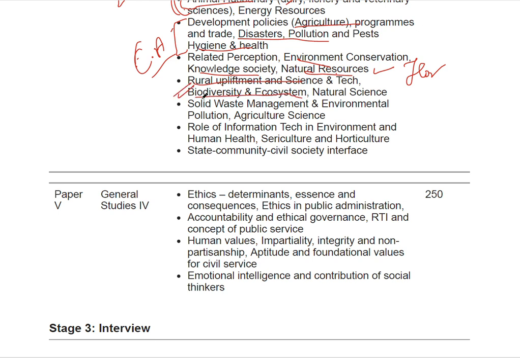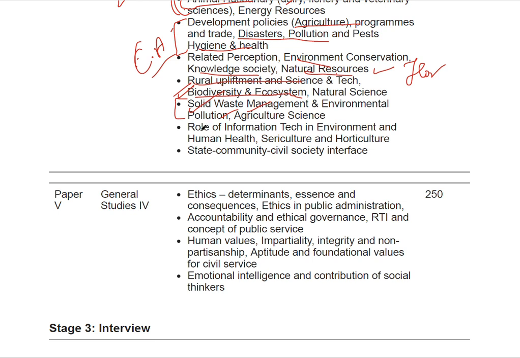This area is a very hot area right now because a lot of questions are being asked from here. Next part is solid waste management, environmental pollution and agricultural sciences. Pick up any competitive exam paper right now, UPSC, KPSC, or any other, they are asking a lot of questions, especially from solid waste management and environmental pollution, because this has actually killed our natural resources, water resources. It is also polluting our air, and so on. So the government is very much concerned right now. That's the reason they are asking you a lot of questions.